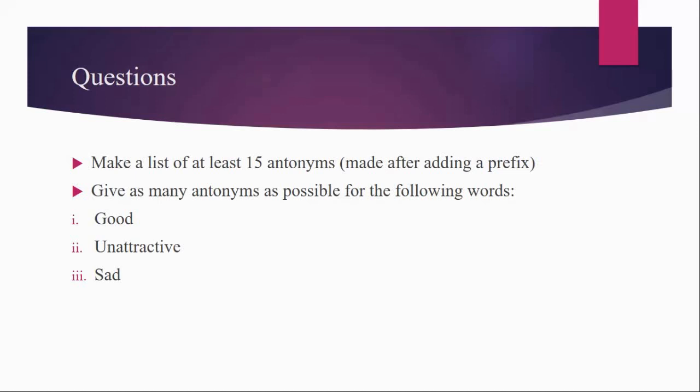Then the second task is that you need to give as many antonyms as possible for the following words. Good. There are many antonyms for good. Please do not Google. Try to come up with antonyms on your own and make a list of antonyms for good. Once you think that you have tried your best, then you can Google to see how many you have identified. Similarly, try to find antonyms for unattractive. One is attractive, obviously. Then there are many other words that could be used. See how many you can come up with. The same is the case with sad. Try to find as many antonyms of sad as possible.